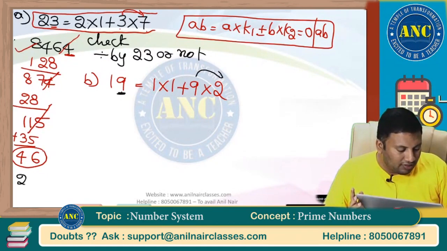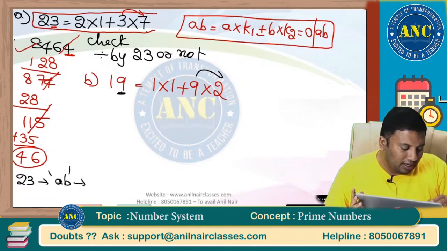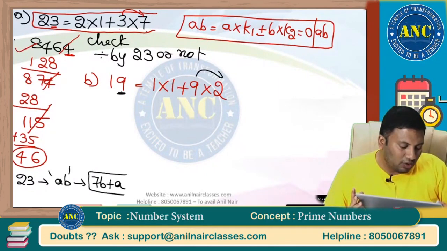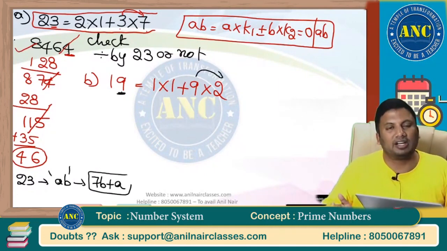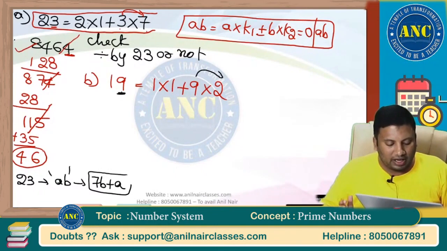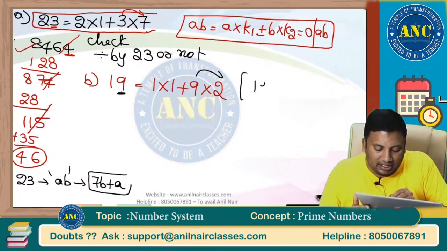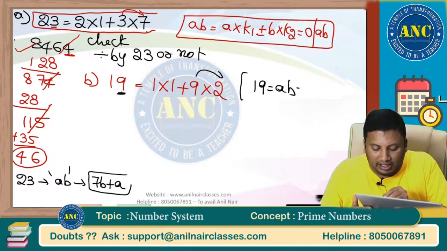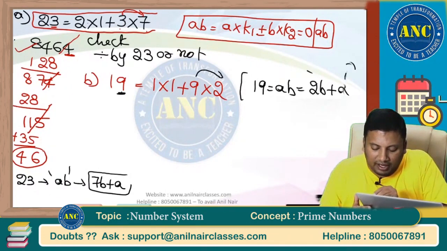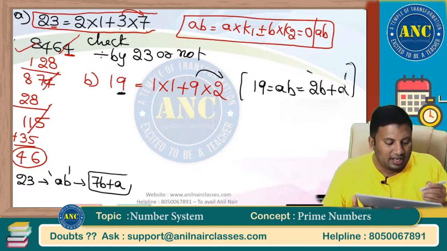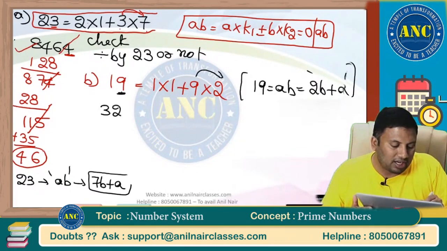Now 23, if 23 is a 2-digit number AB, what is the divisibility rule? 7B plus A. Are you all with me? 7 3s are 21, 21 plus 2, 23. Here, if 19 is a 2-digit number, the unit digit is multiplied by 2. So what is the divisibility rule of 19? 2B plus A.